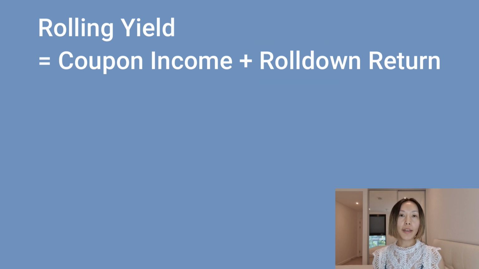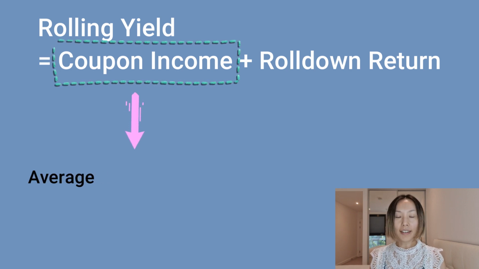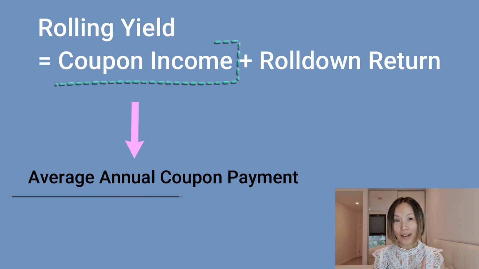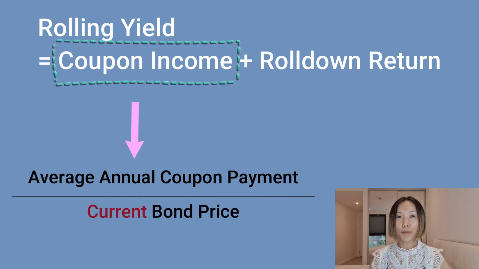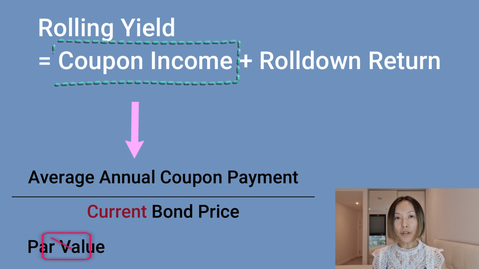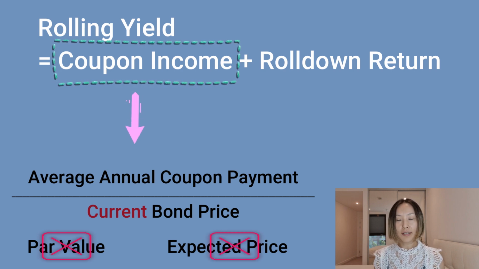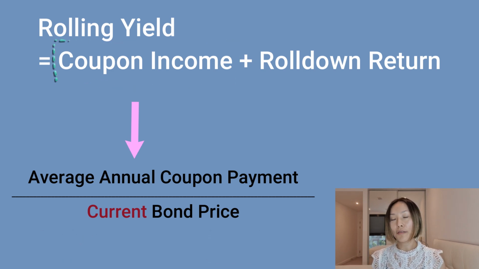So if we put them into equations, coupon income equals the average annual coupon payment divided by, this is important to remember, divided by the current bond price, not by the par value or expected price at the end of investment horizon, because that's often given to you in the exam problem as a distraction. But what you are looking for is the current bond price.